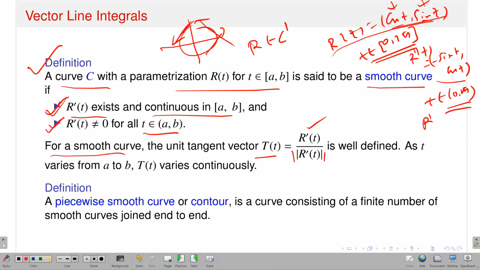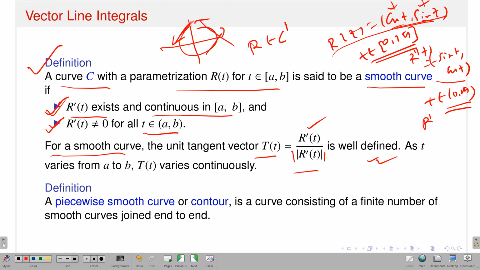So, tangent vector means what? If I take a point, the derivative will give you the tangent vector, that is nothing but capital R prime of T, and if I want to talk about the unit tangent vector, you just divide it by the norm of R prime T. So that is exactly the case. So this is well defined.